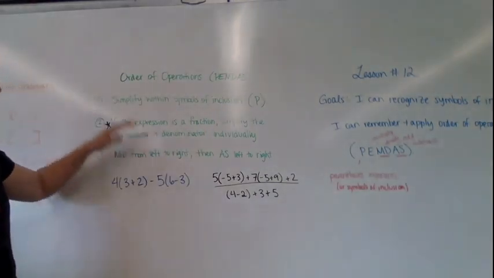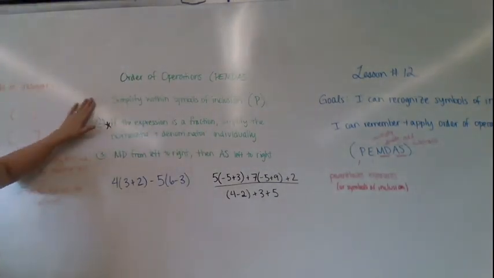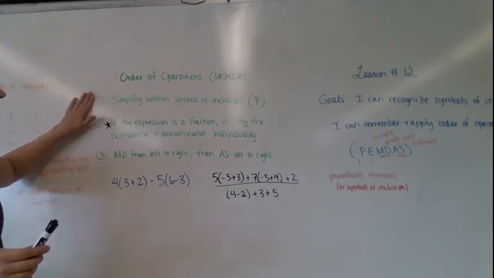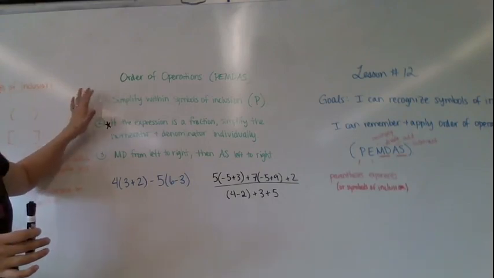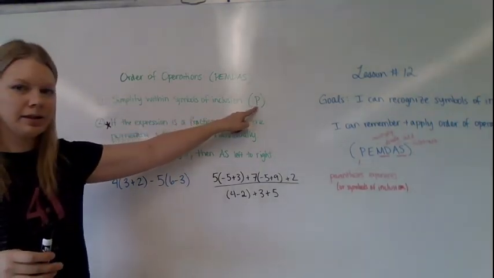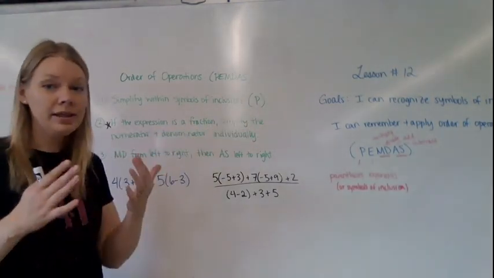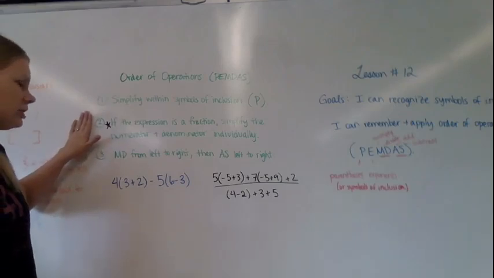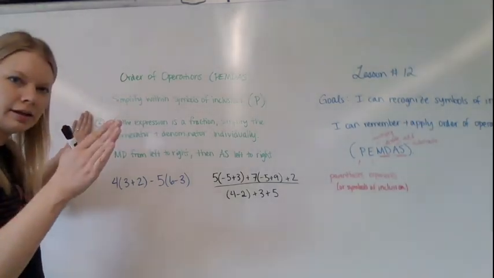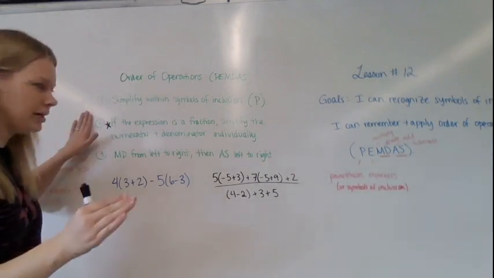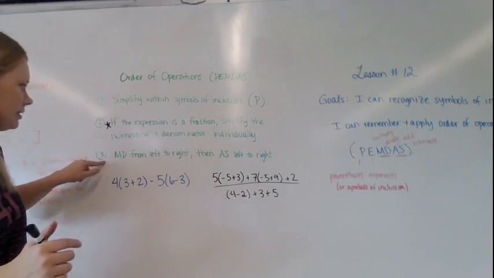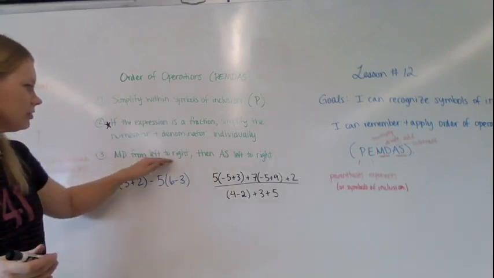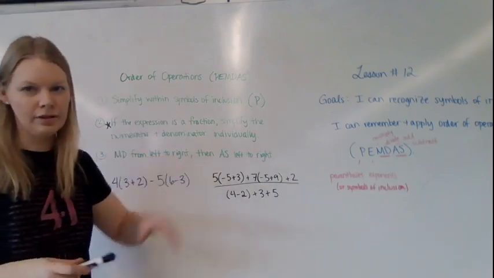So you'll see how this works in practice when we get to our sample problems. Order of operations, a few key things to know. The first step is to simplify within any symbols of inclusion. So that's the P in PEMDAS. So you simplify within those first. Next, if the expression is a fraction, you will simplify the numerator fully, and then you will simplify the denominator fully. And then your last 2 steps, but I chose to combine them, are to multiply and divide from left to right, and then add and subtract from left to right.